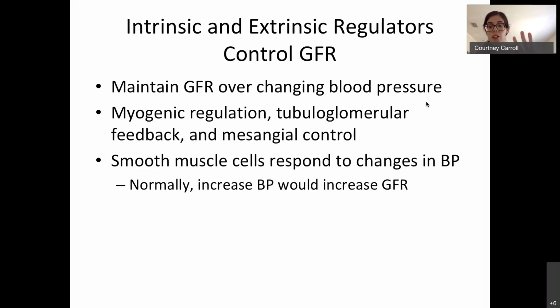There are three ways we're going to talk about first with this intrinsic control: myogenic regulation, tubuloglomerular feedback, and mesangial control. So we have three ways we're going to start with. Overall, we're looking at what's happening in part to some of the cells around the glomerulus, and they're changing in response to blood pressure. Keep in mind, if unregulated, high blood pressure would increase your GFR. If you increase the amount of force into the filter, you're going to increase the rate at which things go through the filter, which we don't want. We want to make that constant.